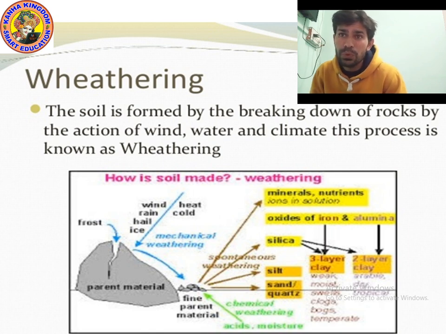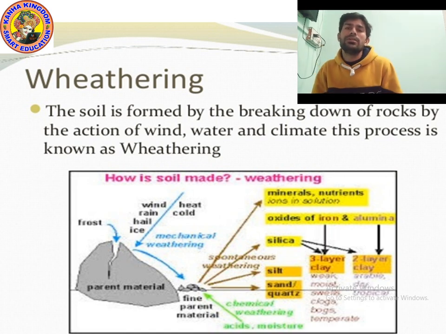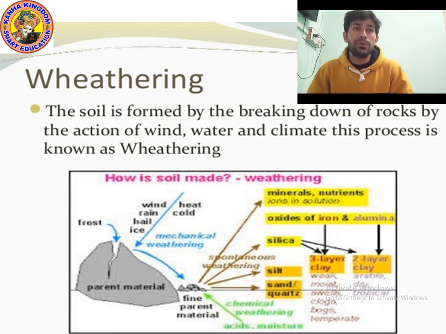So these small particles, after many years, break down and break down and break down and form the soil. So in this way soil is formed. This process of formation of soil is known as weathering.